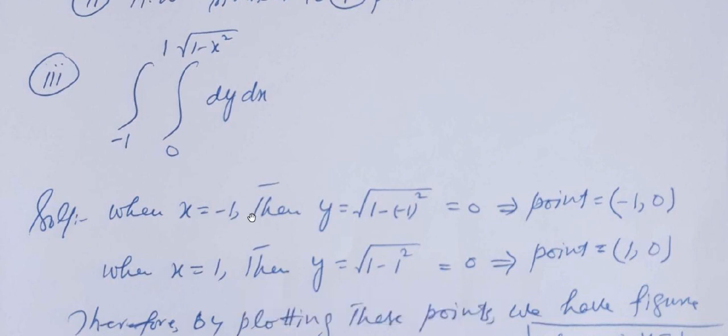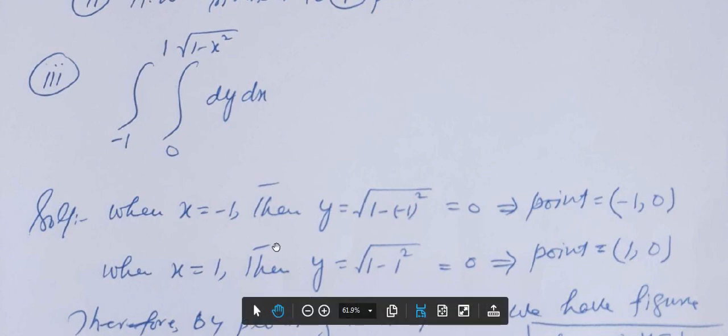When x is -1, then y is equal to the square root of 1 minus x squared. So if I replace the value of x with -1, because (-1) squared is 1, so 1 minus 1 is 0. So the value of y will be 0. So the point we get when x is -1 is y is 0. Similarly, when x is 1, then the value of y is again 0.